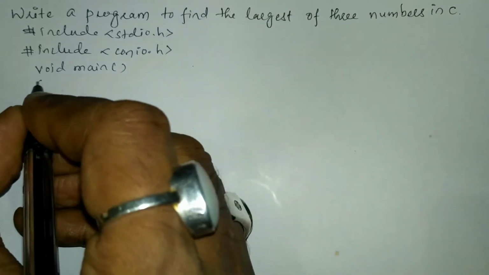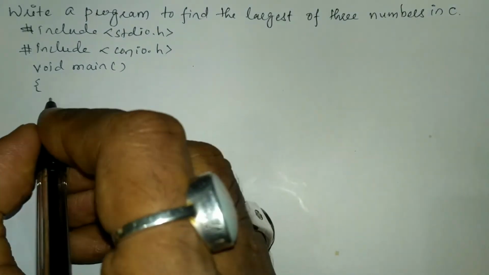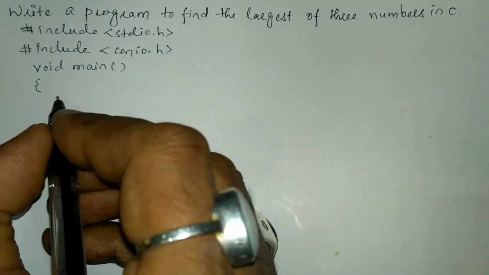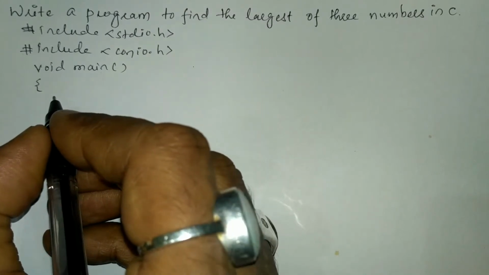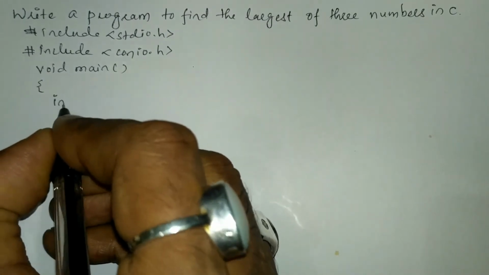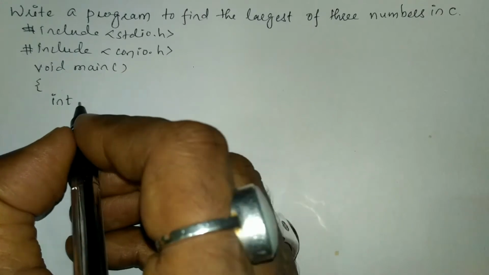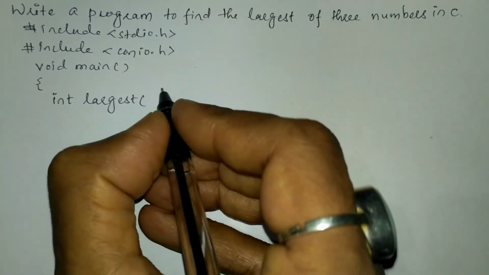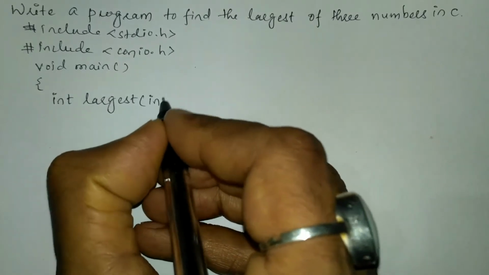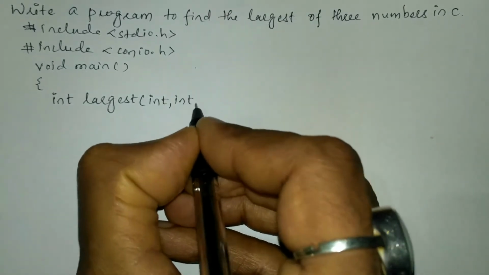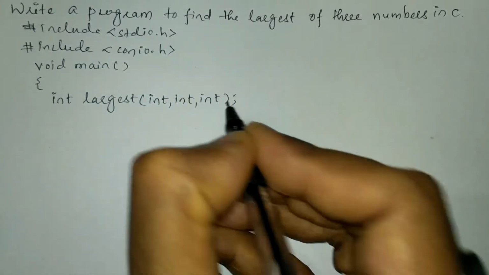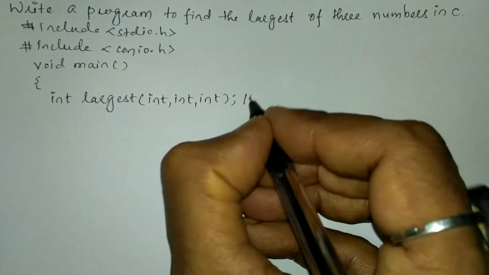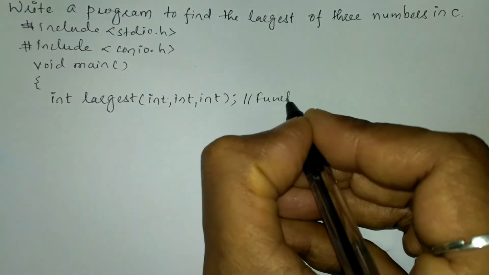Void main function, curly open brace, and here I am going to declare the function. So that is the function prototype we are going to write. Here the return type is integer, the function name is largest, and inside the round bracket I am going to pass three arguments, int comma int comma int, and put semicolon. This is called the function prototype.